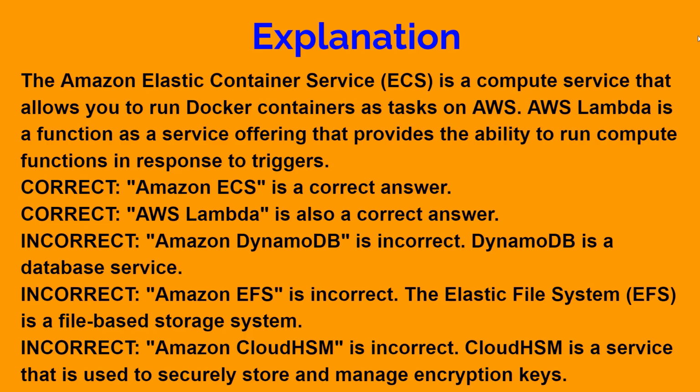AWS Lambda is a function as a service offering that provides the ability to run compute functions in response to triggers. Correct. Amazon ECS is a correct answer. Correct. AWS Lambda is also a correct answer. Incorrect. Amazon DynamoDB is incorrect. DynamoDB is a database service. Incorrect. Amazon EFS is incorrect. The Elastic File System, EFS, is a file-based storage system. Incorrect. Amazon CloudHSM is incorrect. CloudHSM is a service that is used to securely store and manage encryption keys.